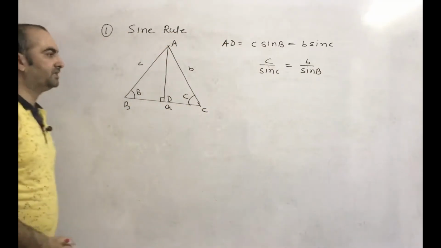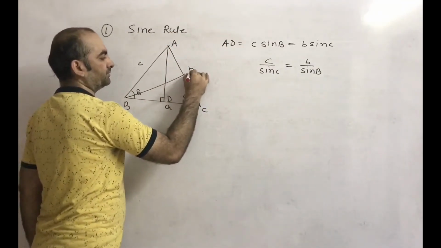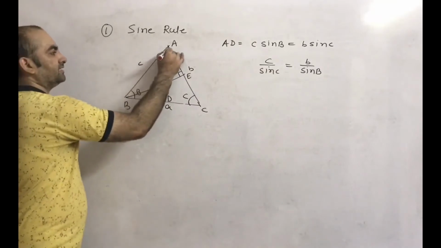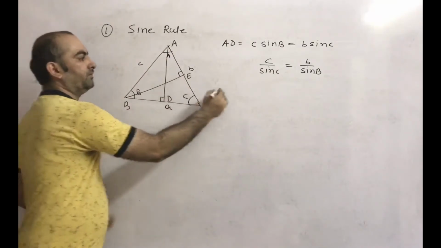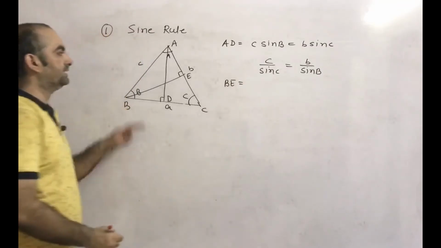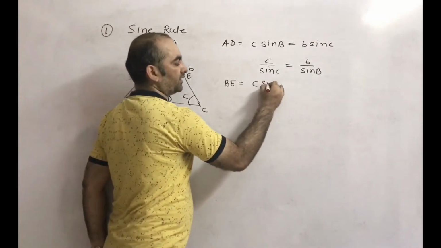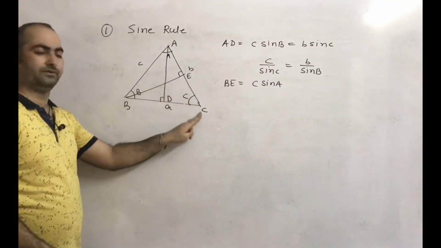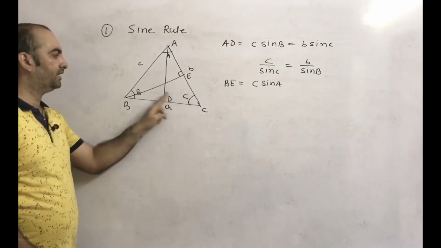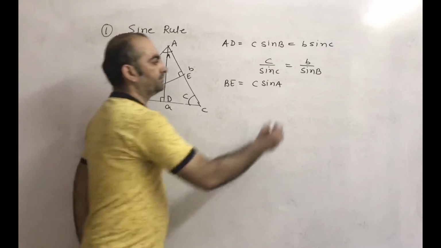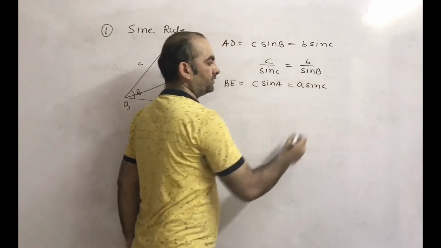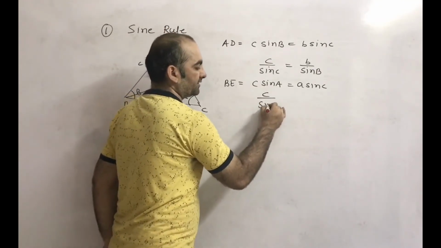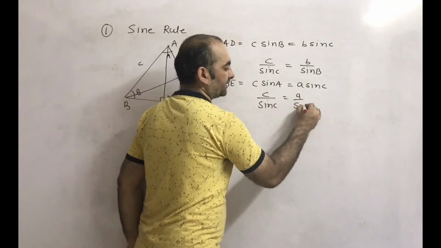This will come. Similarly, if you draw a perpendicular here, this is E. Now if you take triangle ABE, here this angle is A, then BE will be c sine A. c sine A. Okay, and if you take triangle BEC, this length is a, this angle is C, then BE will be a sine C. a sine C. Okay, so here sine A we are taking here and sine C we are taking here, so what will come? c by sine C equals a by sine A.